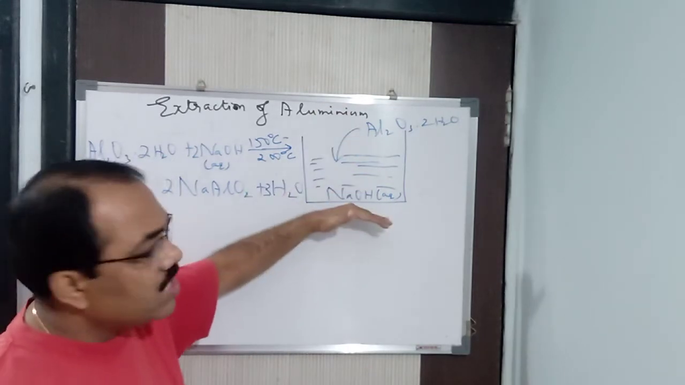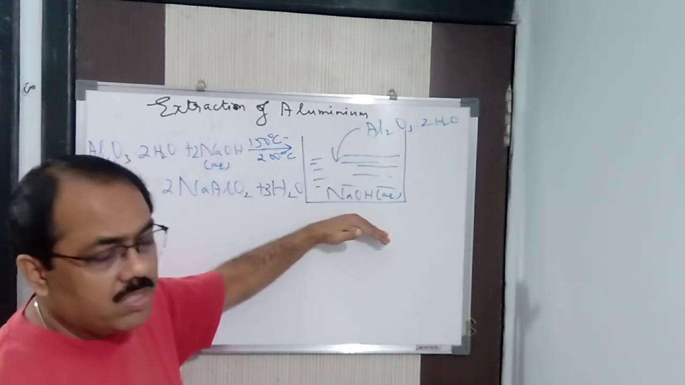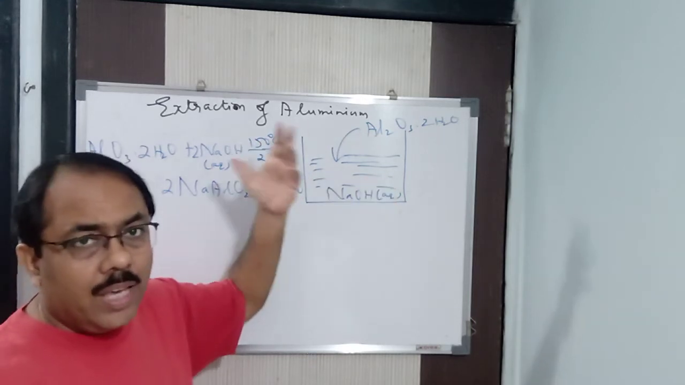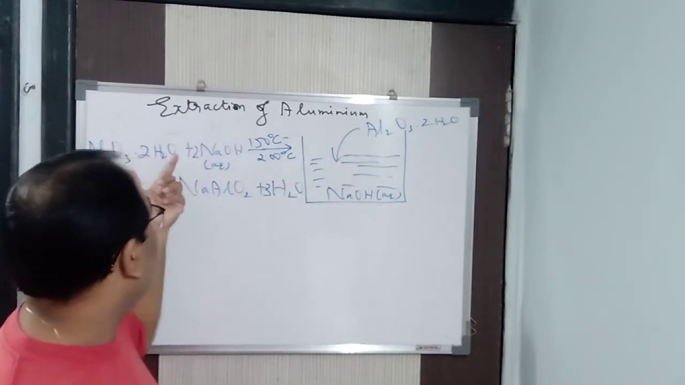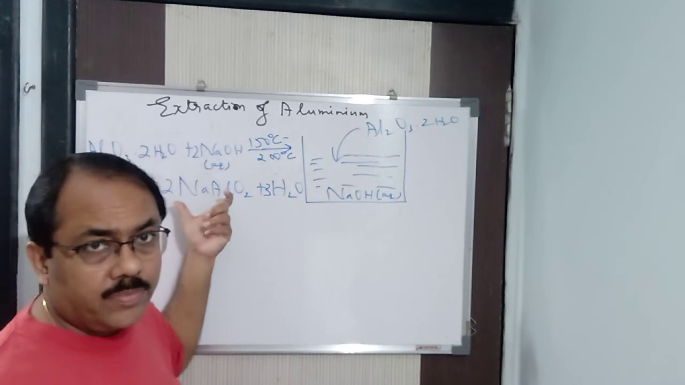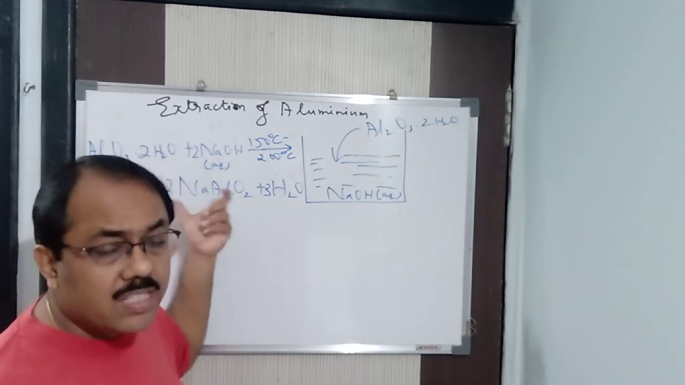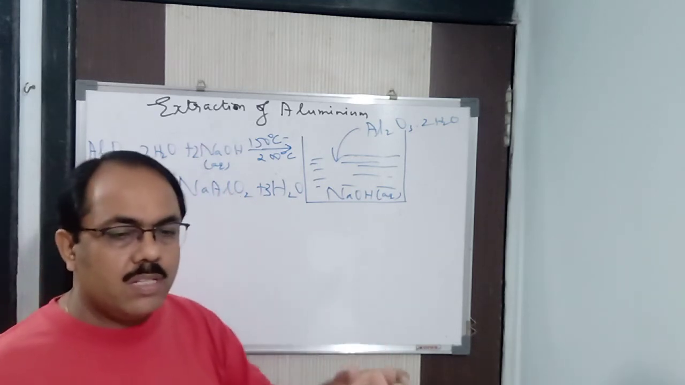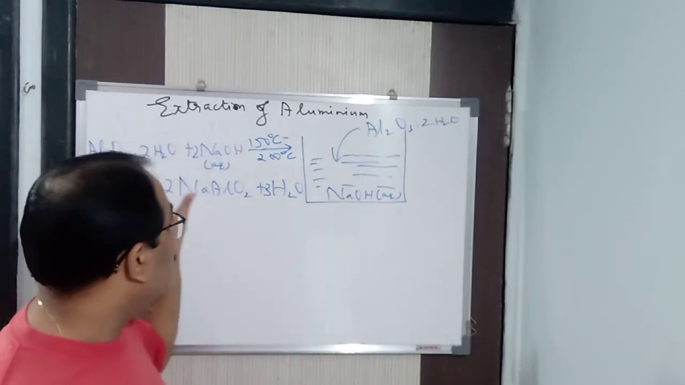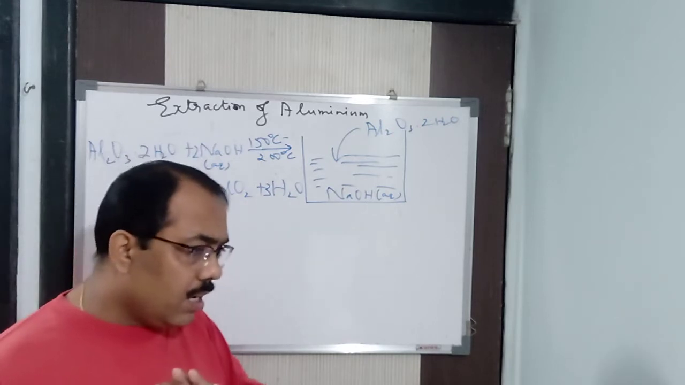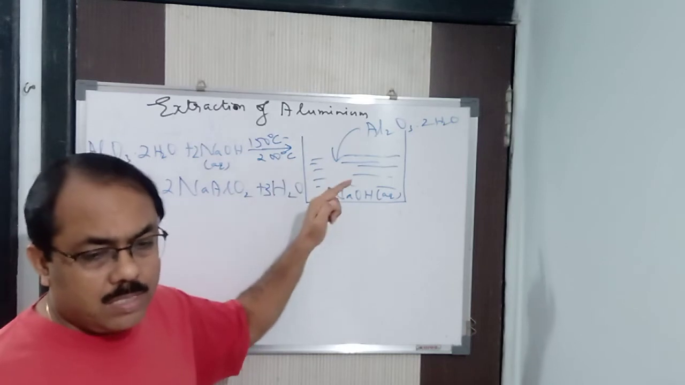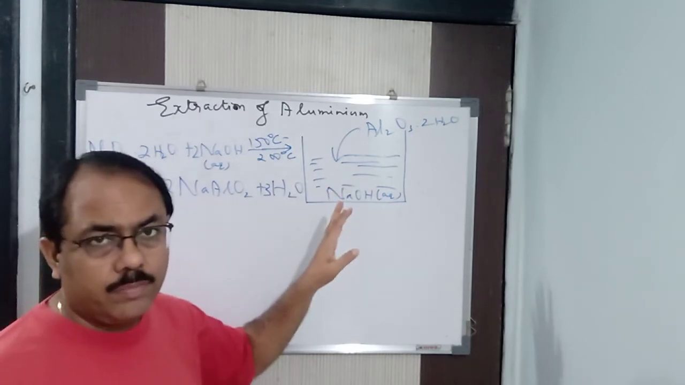Now the impurities present in the bauxite are ferric oxide, silicon dioxide, and manganese dioxide. These are not amphoteric in nature. Aluminium oxide is amphoteric, so it reacts with the base, sodium hydroxide. Amphoteric means a substance which reacts with both acids as well as bases. So aluminium oxide reacts with sodium hydroxide, but the impurities present in bauxite, ferric oxide, silicon dioxide, manganese dioxide, are not amphoteric. They are basic.